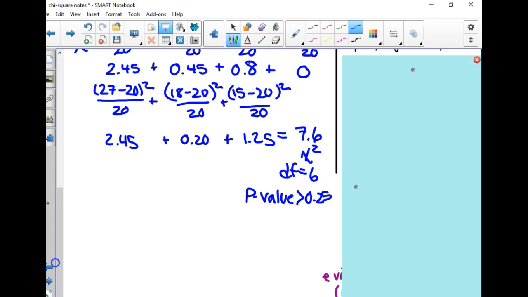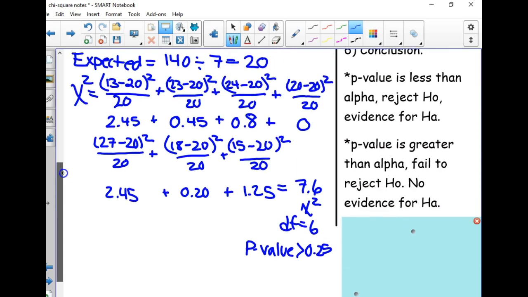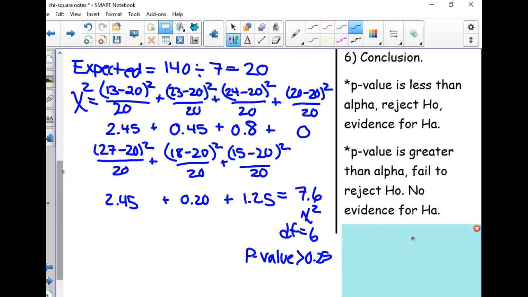And now we just have to do our conclusion. I rewrote this. Lots of you have this in your notes already, but if you needed it, that's your final step, your conclusion. If your p-value is less than alpha, what is our alpha usually always? 0.05, okay? We reject H naught. We have evidence for HA. If our p-value is greater than alpha, we fail to reject. Write that. You only need to write that down if you don't remember it, so I'll give you a few seconds to do that.